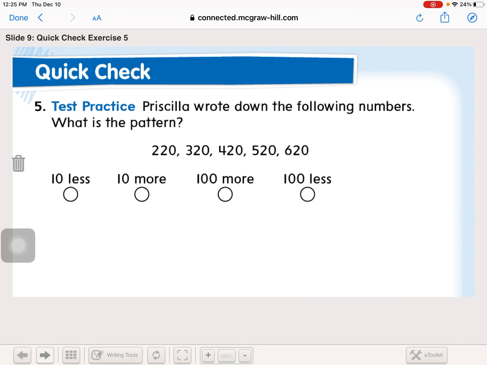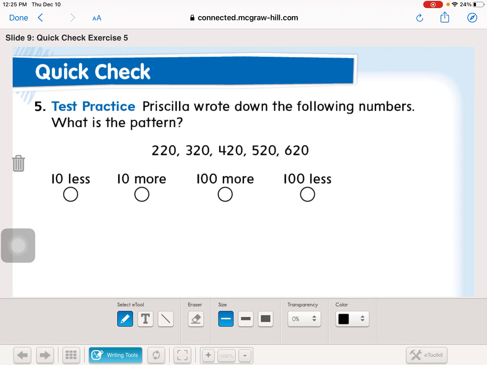Priscilla wrote down the following numbers. What is the pattern? 220, 320, 420, 520, 620. So again, 20, 20, 20, 20, 20. So the only number that's really changing is our hundreds place, and it's getting bigger by 100, right? 200, 300, 400, 500, 600. So plus 100 or 100 more.